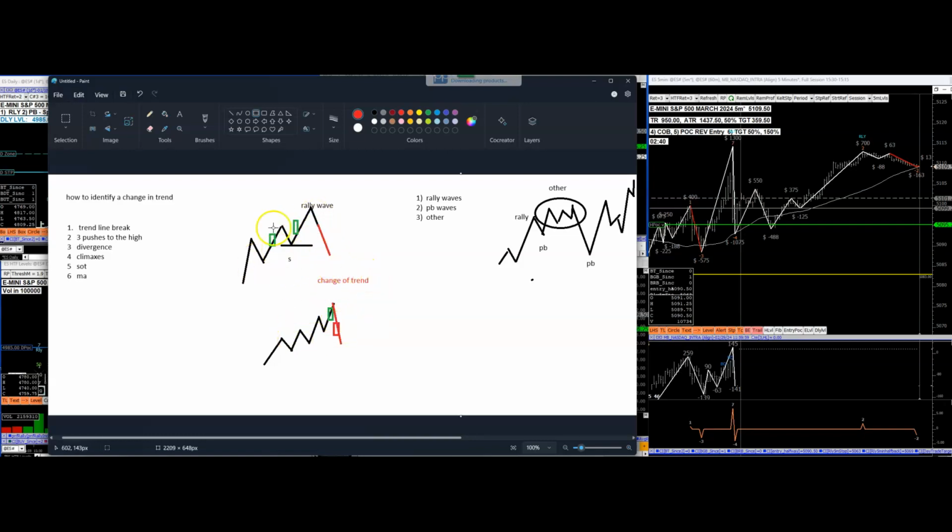So how to identify a change in trend is: the support level of a rally wave is taken out, or the breakout is taken out by a breakout in the opposite direction. Now this is reality.